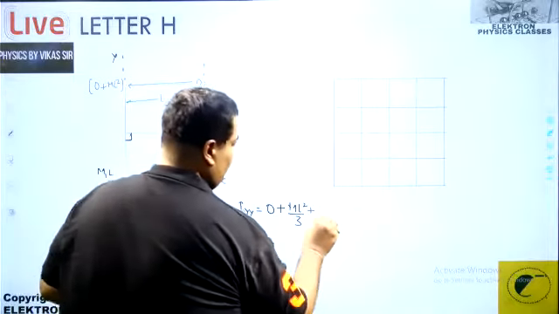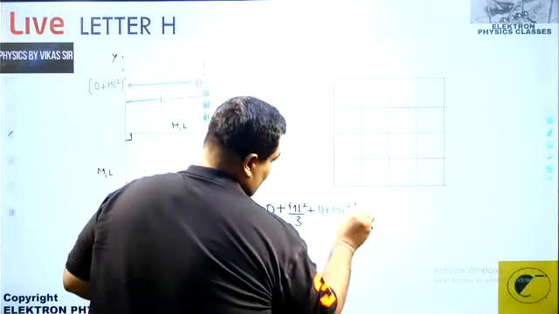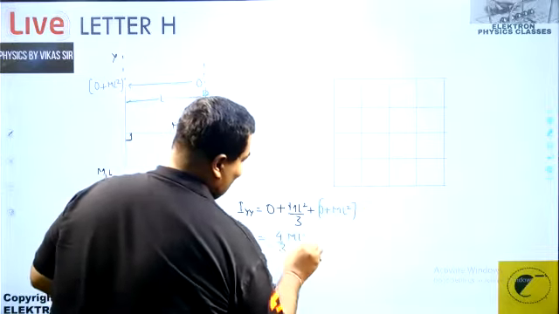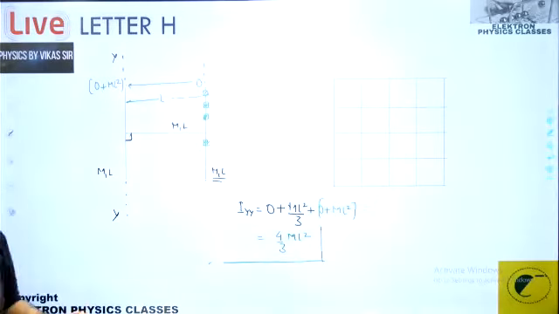And that basically is also in the question. If I add it up, that gives me 4 upon 3 ml square. So, pretty easy question over there.